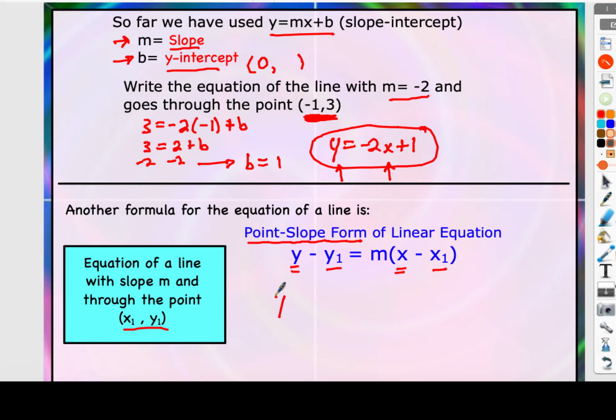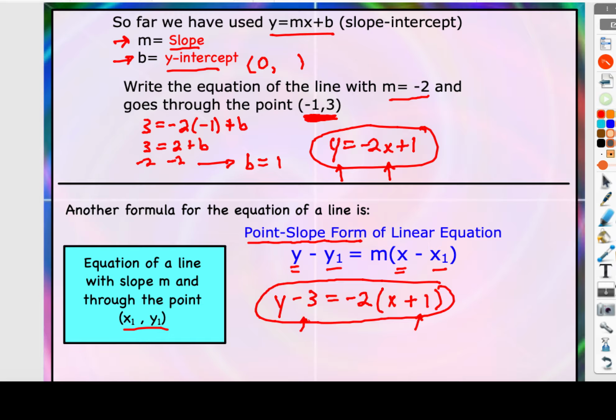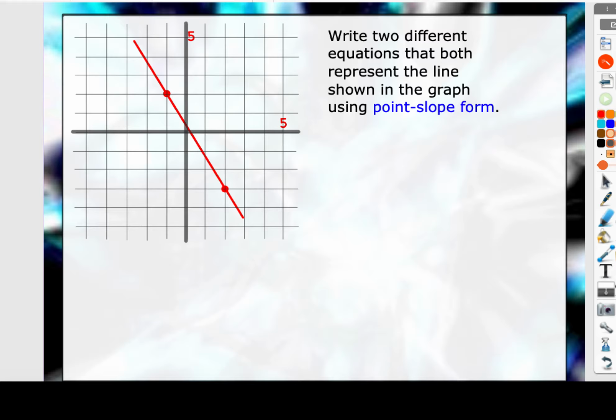So we would simply say y minus y1, which would have been 3, is equal to our slope, which up top was -2, times parentheses, make sure you got that quantity there, x minus, and now notice x was -1, so minus the -1 becomes plus 1. And we have an equation which immediately says we're going through the point (-1, 3) with a slope of -2. That's point-slope form.